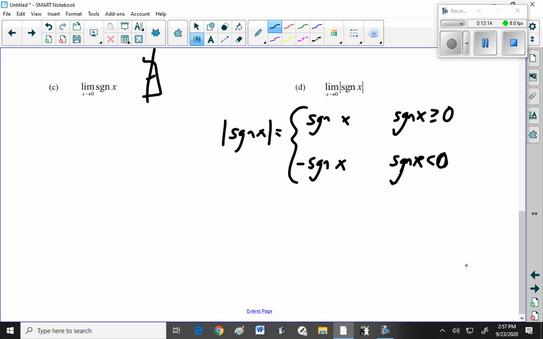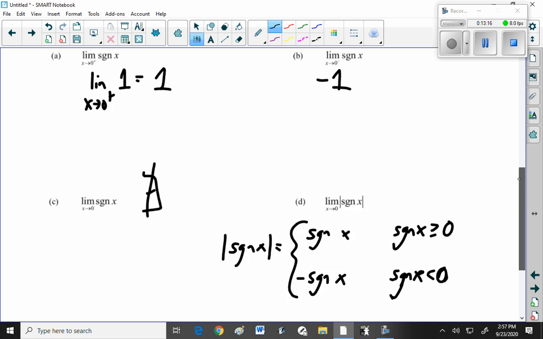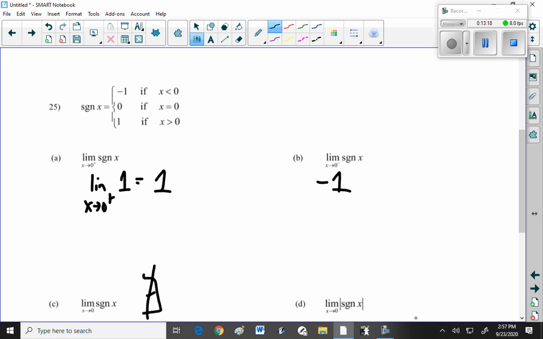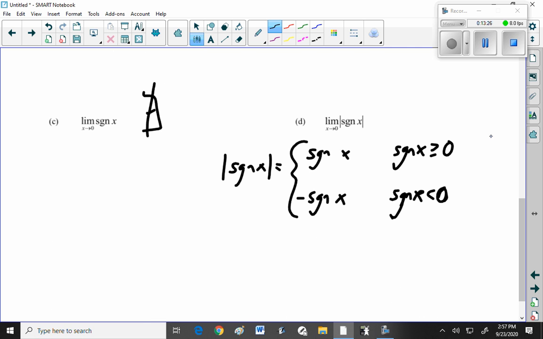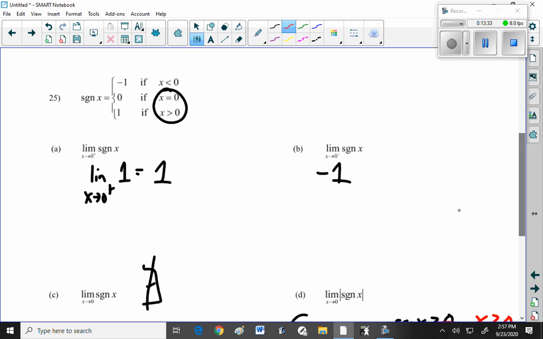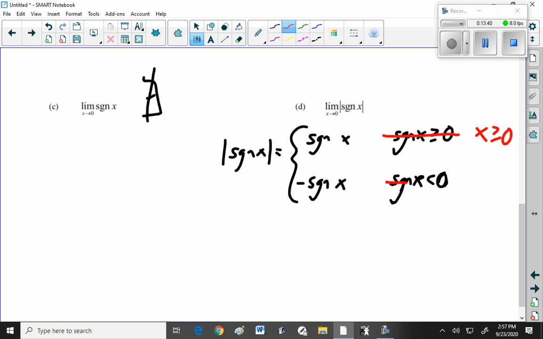So now the question is, when is sign of x greater than or equal to 0? And according to the definition, sign of x is greater than or equal to 0 when x is greater than or equal to 0. And when is sign x less than 0? The only time that sign x is negative, less than 0, is when x is less than 0. And now I can figure out what this is using my left and right hand limits.